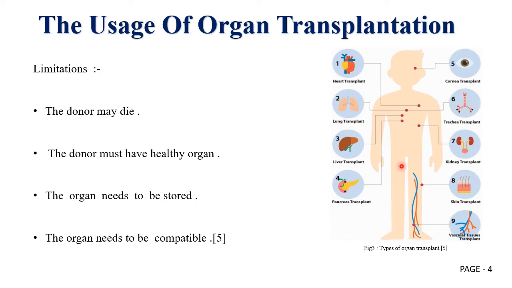Now, when the organ is being transplanted, the organ needs to be healthy so that the patient's body can accept the organ. And many times the donor and the patient may be at a very long distance, so the organ needs to be carried. In order to do so, we need to store the organ in such a manner that it is still in its prime and does not degrade. And finally, the organ needs to be compatible with the patient's body.